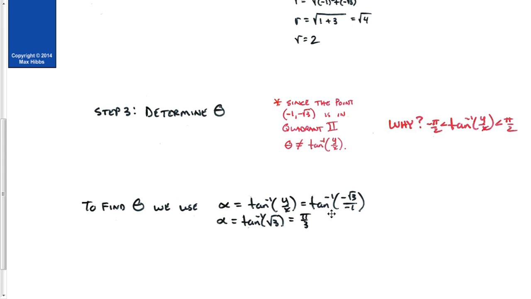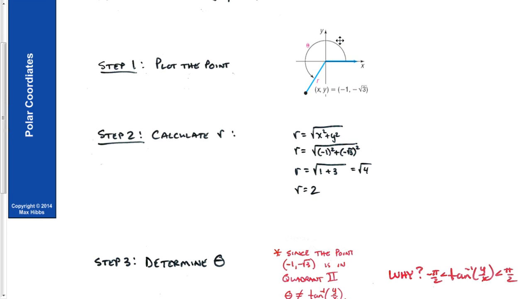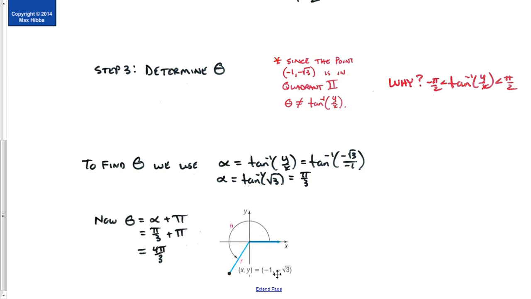In this case, y is negative root 3 and x is negative 1. And so this is the inverse tangent of just root 3. And using my calculator, that happens to be pi over 3. Pi over 3 is actually this angle, isn't it? Let's see if I've got a little diagram here. Oh, there's my diagram.